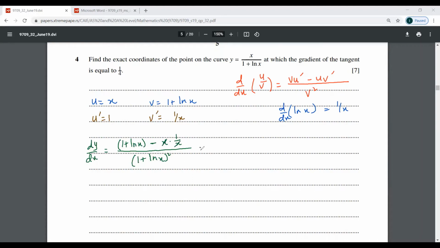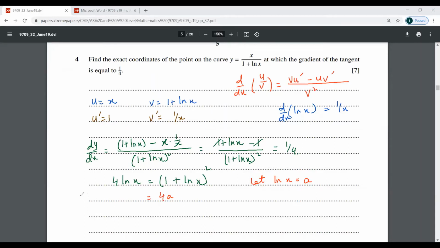A little bit of simplification here. We should not be wasting time when we are given certain values. We're given the gradient, not the value of x. So this can be useful to simplify this. I'll put this equal to 1 over 4. So 4 ln x is equal to 1 plus ln x whole square. Before you think about expanding this square, it would be better to substitute ln x with something. Let's say ln x is equal to a, because y is already there. So 4a is equal to 1 plus a whole square.